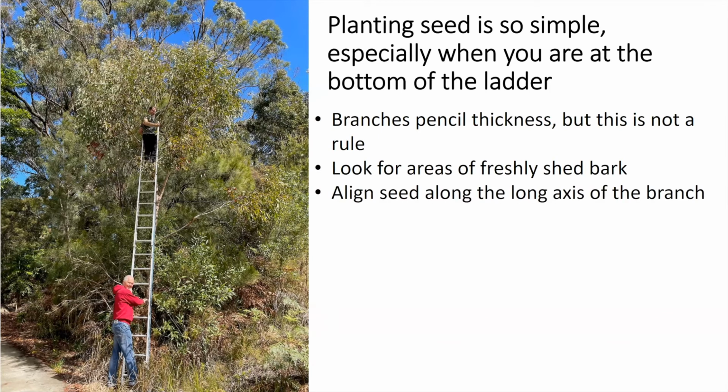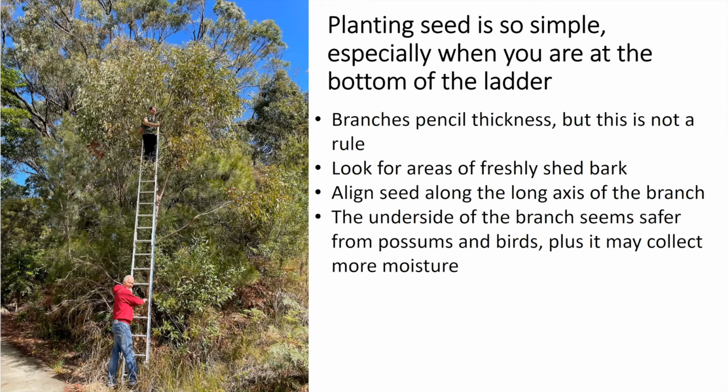I put the seed along the long axis of the branch because you want that shoot to come out to find the branch. I put them on the underside of the branch most of the time because possums walk along the top of the branch. If they see the seedling, they'll eat it, and birds might just knock it off. Plus, I think droplets of moisture may collect on the underneath of the branch, so there's more moisture available for that seedling that's otherwise exposed to the elements. And I often place the seed in a fork because it's easier.